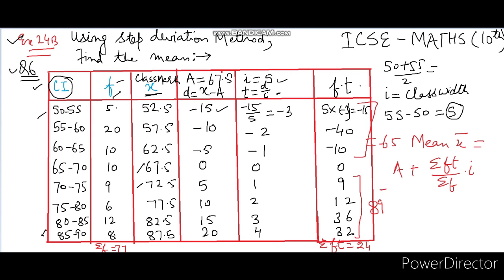Okay, now we have to simply put the values here. A was, A from the top we'll write here 67.5 plus summation ft 24 divided by 77 dot I means 5. Now students, just like the previous methods, we are going to first of all multiply and divide this 24 by 77 cross 5, and that is going to give us 120 divided by 77.